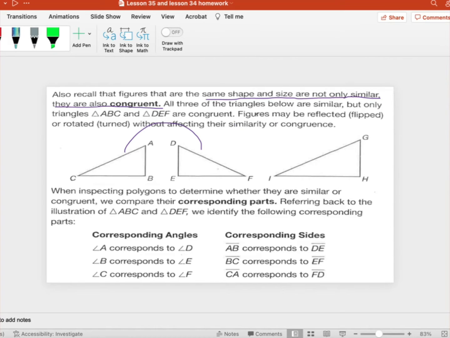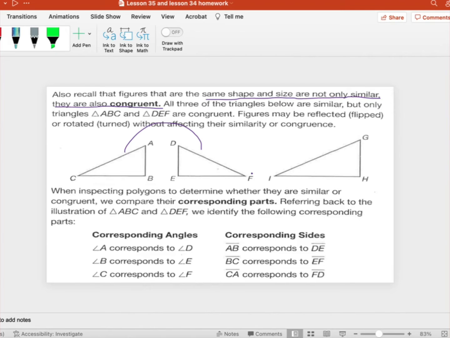Okay, now figures may be reflected or rotated without affecting their similarity. So what they're saying here is this one being in this position, since these two are the same, DEF is also similar to GHI, even though GHI is in the wrong position to look like it is similar to DEF. So position has nothing to do with similarity or being congruent. When inspecting polygons to determine whether they are similar or congruent, we compare their corresponding parts.